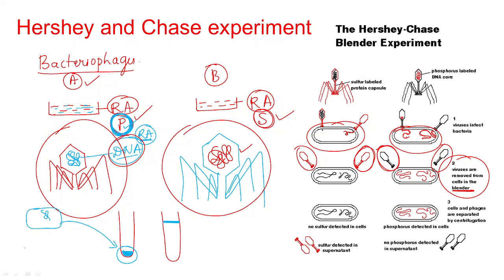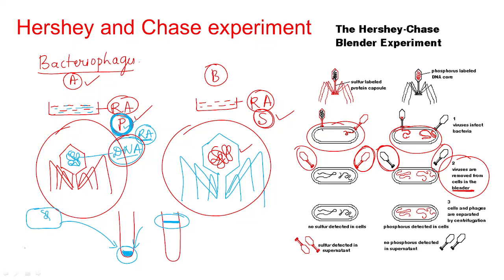And in the other setup where we have labeled the protein coat, there the radioactivity was found at the supernatant. That means the protein coat has not entered inside the cell, instead the DNA has entered inside the cell. Since the DNA has entered inside the cell, the DNA will be what? Proved as genetic material. Is that clear?